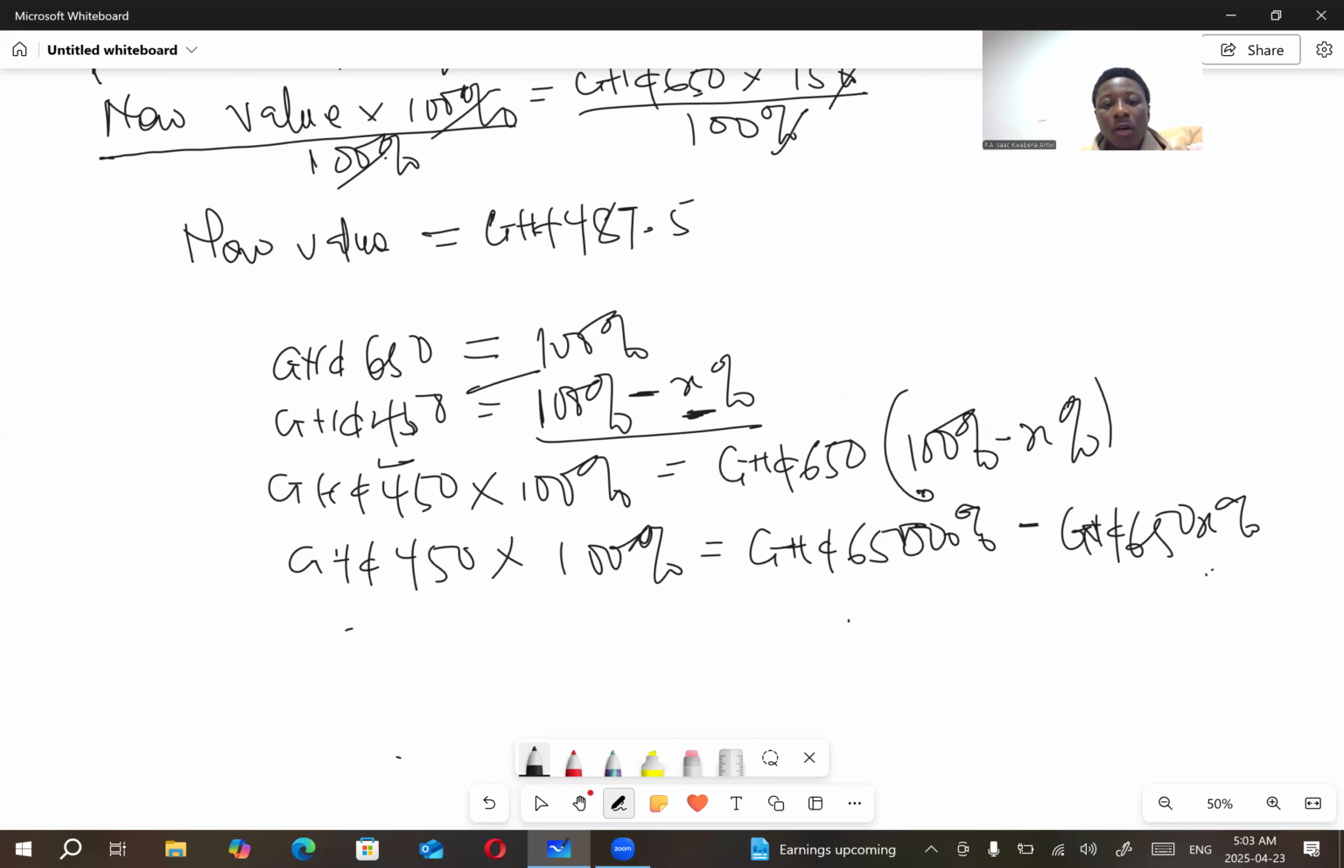Okay, so let's solve this part. I'm just looking for the easier way. 450 times 100%. What is that? Here I think it's going to be 450. 100% in itself is 100 over 100, it cancels out, right? So that's going to be 450 times 1, which is 450. Confirm from your calculators for me. 450 times 100% is 450.